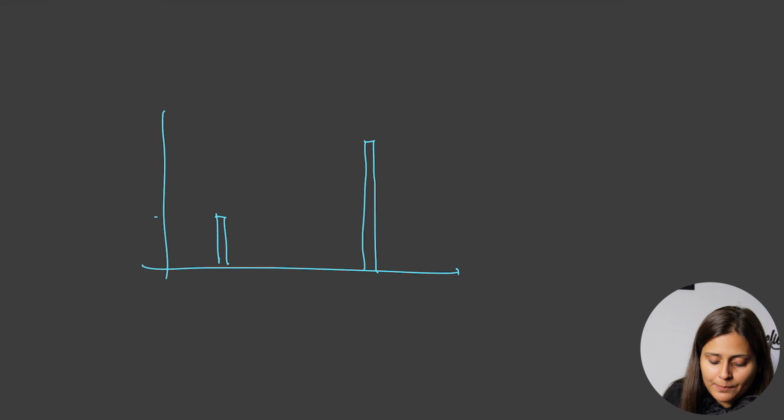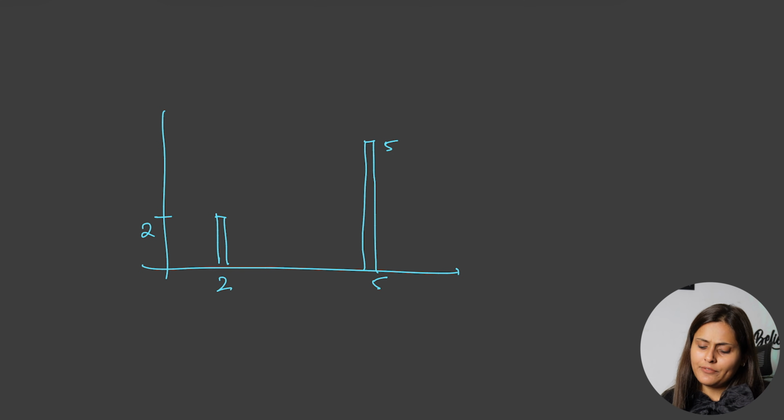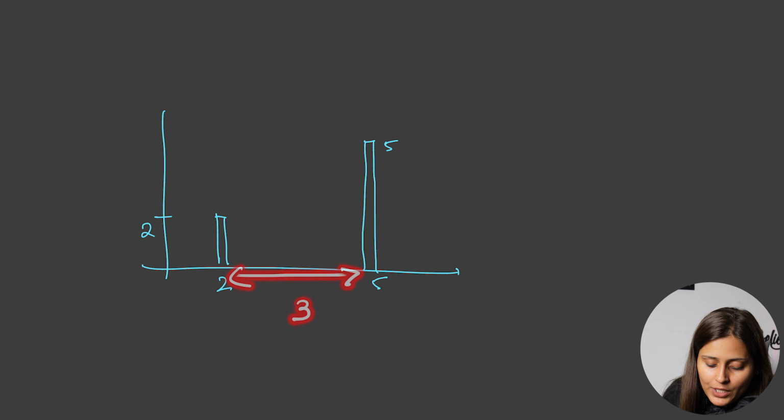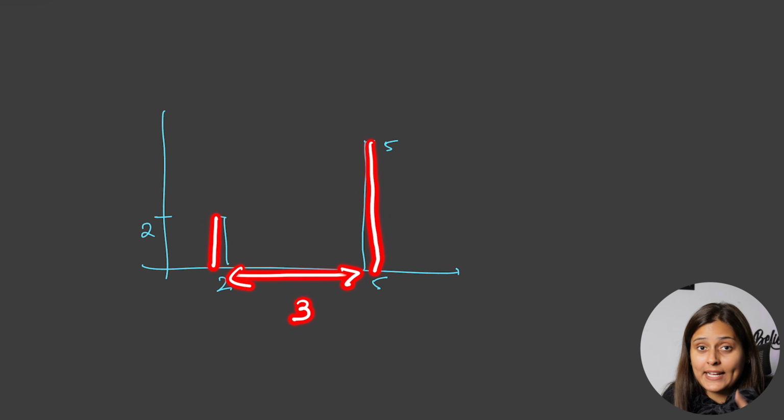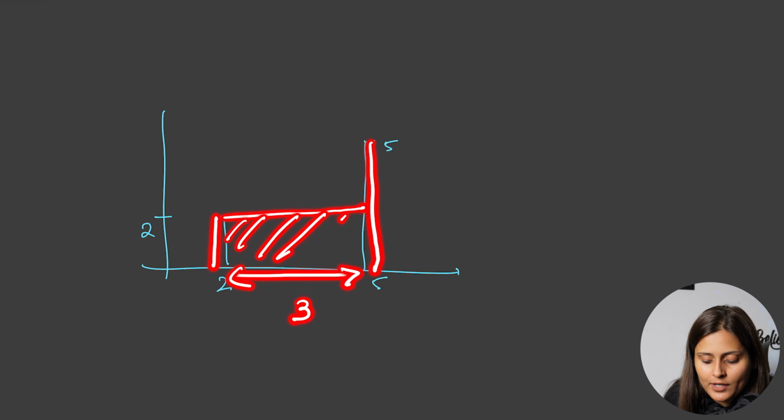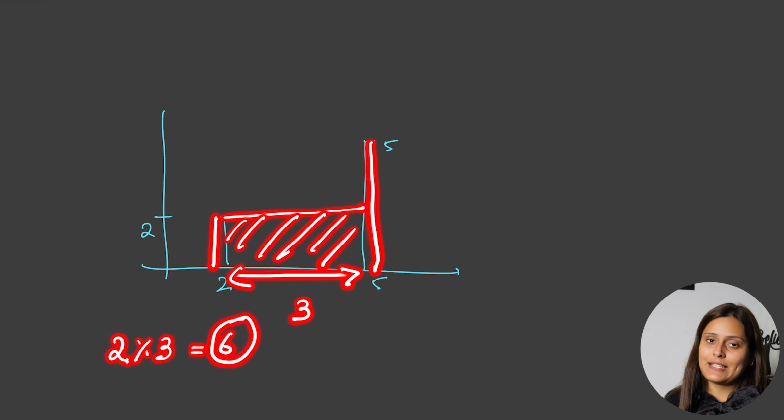Let's see how. Suppose one height is 2 and the other height is 5, and the distance between them is from 2 to 5. So we can say the width is 3, correct? We can simply do 5 minus 2, which is nothing but 3. So 3 is the width, and what is the height? 2 and 5. We will take the minimum height, according to 2. So this is the amount of water we can store: 2 minimum height times 3 width. So the total amount of water is 6.